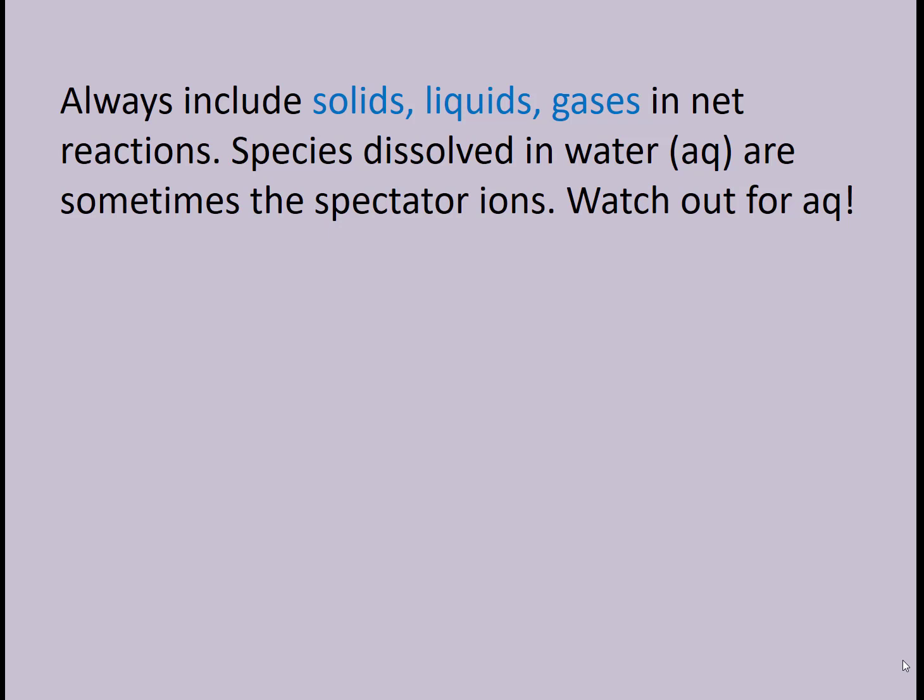So if there's a solid, a liquid, or a gas that is formed, it for sure is going to go on the product side, and then you can work backwards. You can write down that product that's a solid, liquid, or gas, and then on the left-hand side, put the reactants together that will make that solid, liquid, or gas. So watch out for anything that's aqueous because it possibly could be a spectator ion. And remember, in these problems, we want to omit the spectator ions.